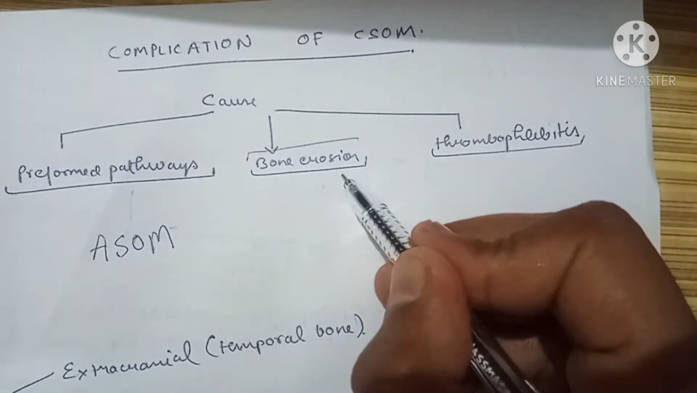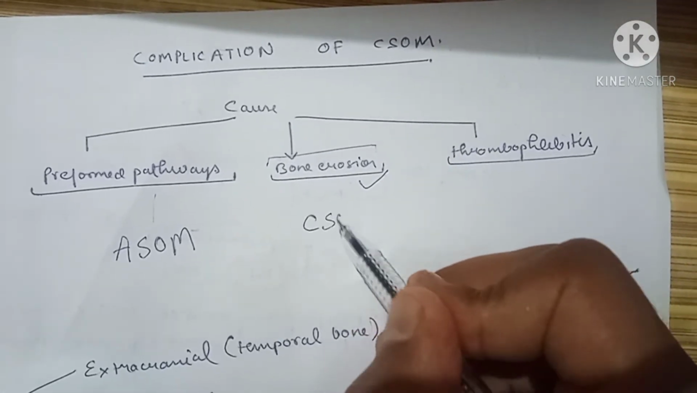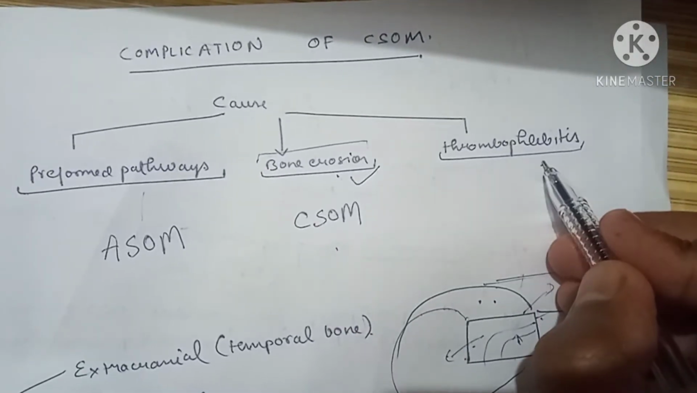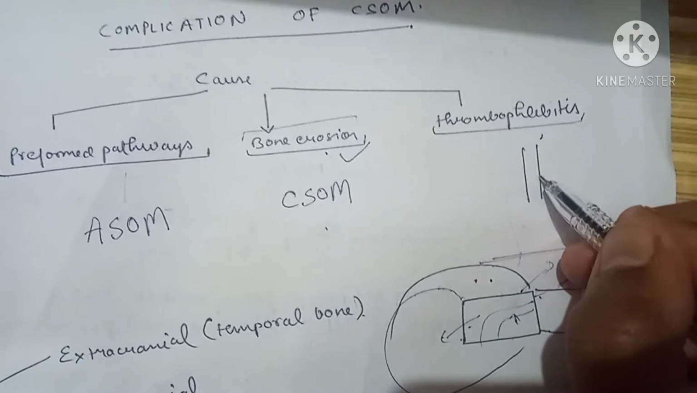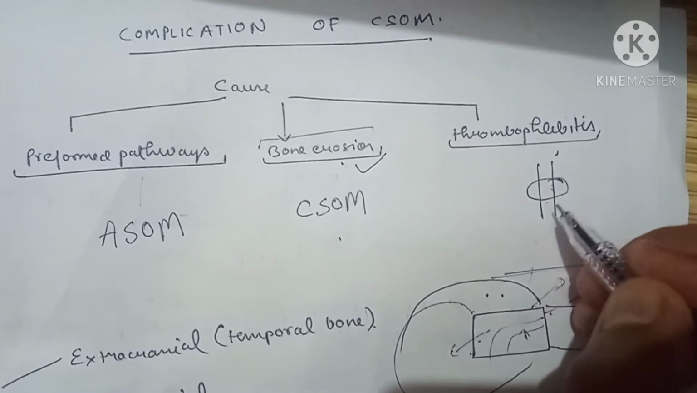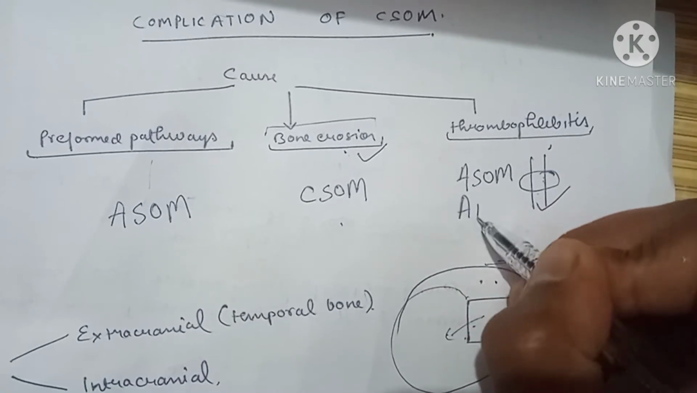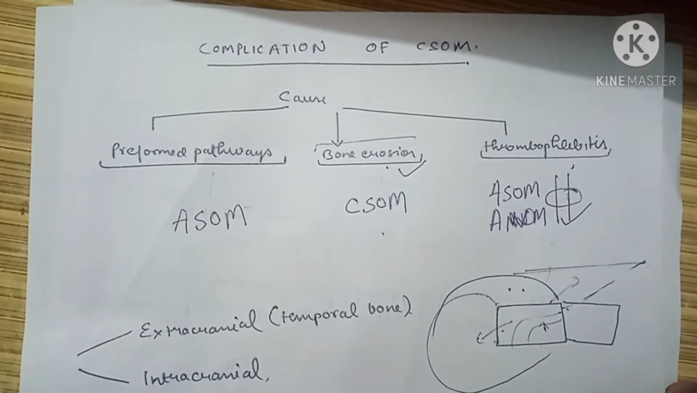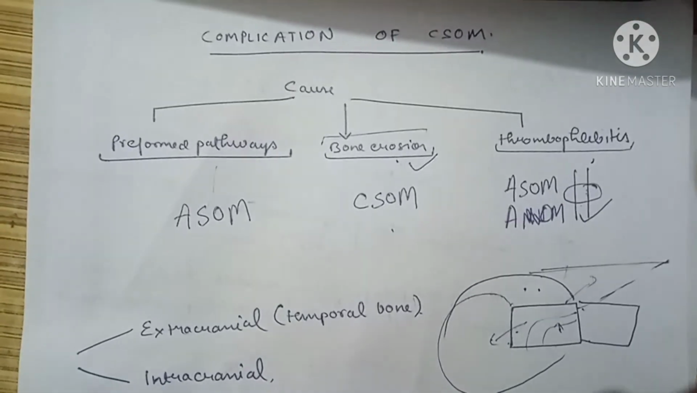Okay, now let's talk about bone erosion. We have already talked about it. The bone erosions are seen in the case of CSOM. So this pathway leading to complication is more common in CSOM. Thrombophlebitis: when bacteria invade, the surrounding vein or artery undergoes inflammation, and that leads to thrombophlebitis of the vein. Now this condition is also more common in the case of ASOM or ANOM. So we talked about three causes and the diseases in which they are more common.